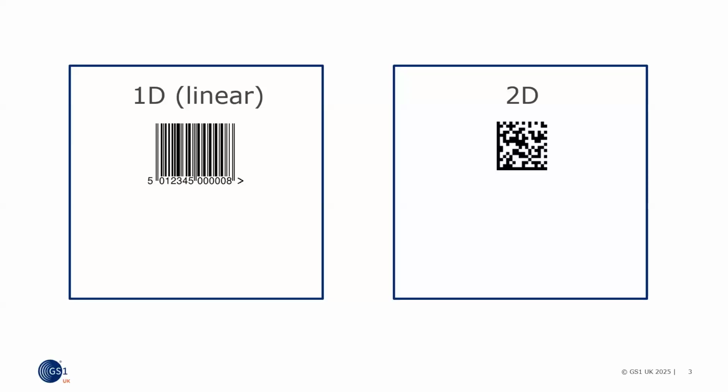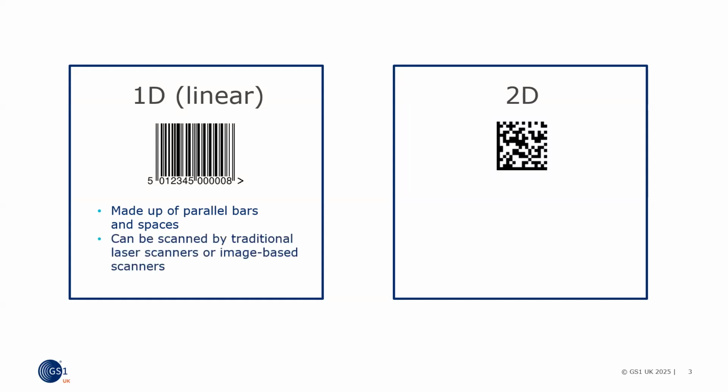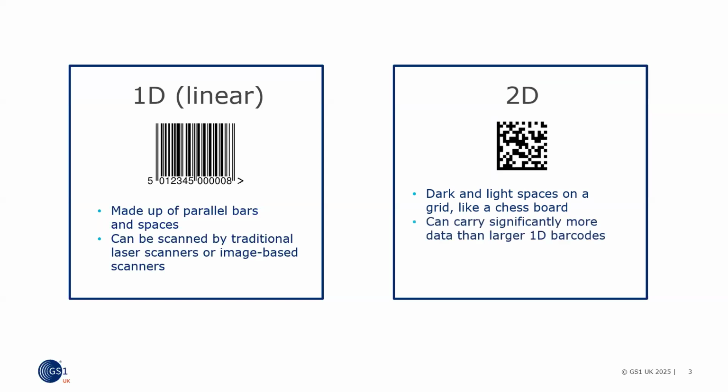GS1 barcodes can be split into 1D linear barcodes and 2D barcodes. Linear barcodes are made up of parallel bars and spaces and are scanned by traditional red light laser scanners and image-based scanners. 2D barcodes are made up of dark and light squares in a grid like a chessboard. They can carry a lot more data, but can only be scanned by image-based scanners.